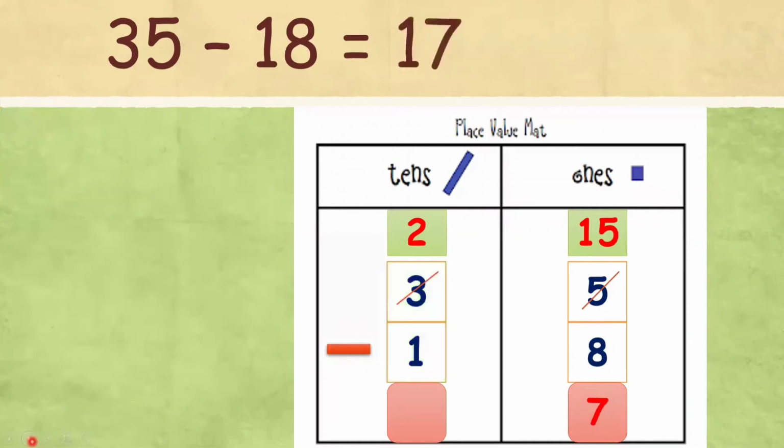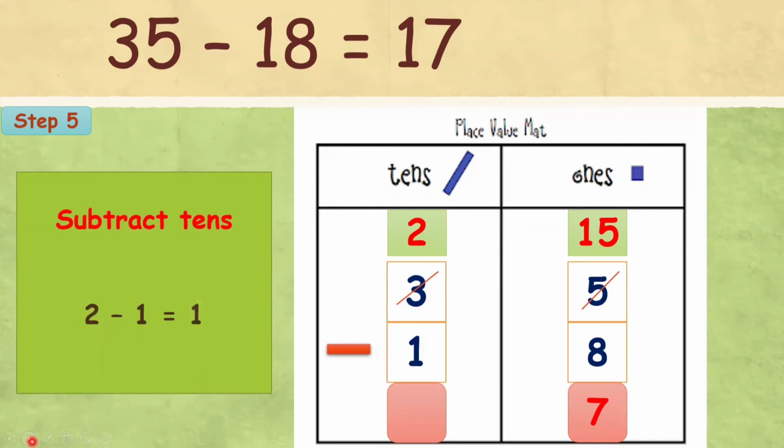Our last step is step number 5. After subtracting ones, we'll subtract tens. Here we subtract 2 minus 1 to get 1 ten. Now write 1 in tens column. So we got the answer 17. So 35 minus 18 is equal to 17.